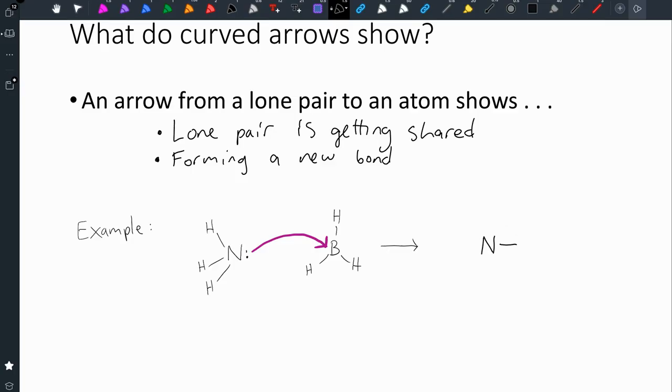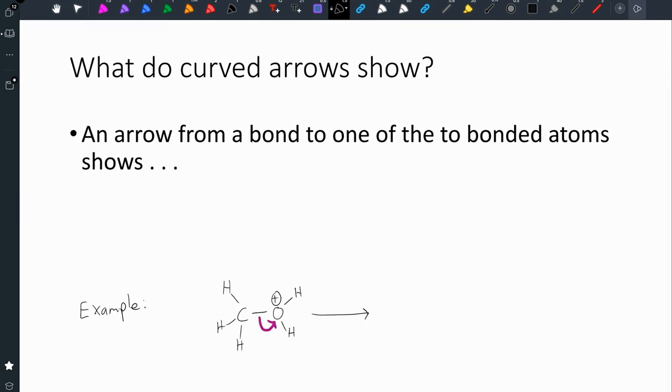So my nitrogen is now going to have a shared pair with boron in this case. Boron is still bonded to 3 hydrogens. Nitrogen is still bonded to 3 hydrogens. And then I think about formal charges. Nitrogen had this lone pair all to itself, and now it's sharing. So it's ending up with a positive formal charge. Boron only had 3 pairs of electrons. Now it has a fourth that's shared with it. It ends up with a negative formal charge. So we can use curved arrows to show forming of a bond.